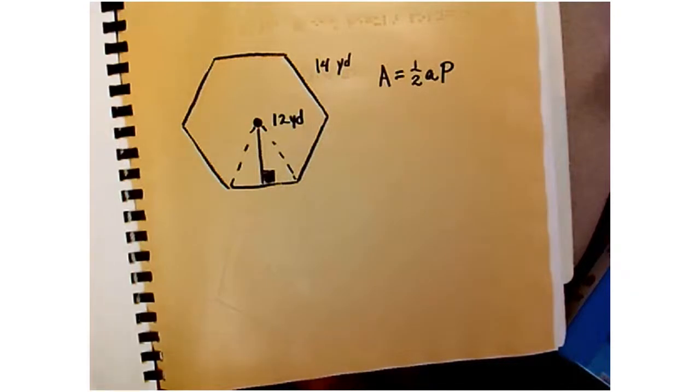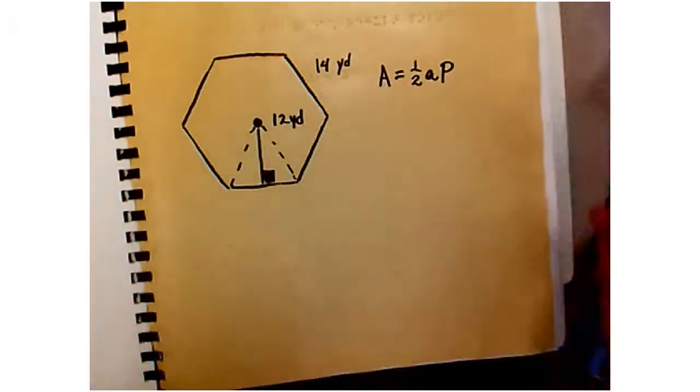That checks out, doesn't it? That's what we just had to do, right? 84 times 6, which is 504. So you can go about it that way.